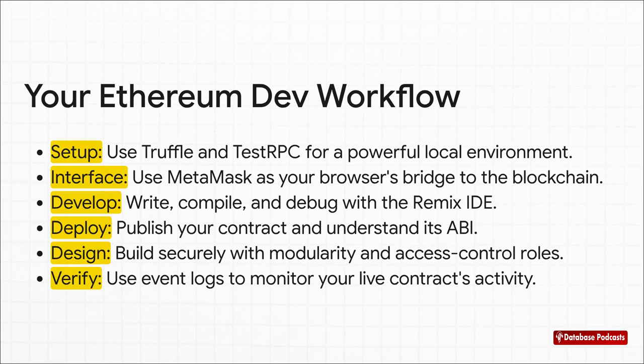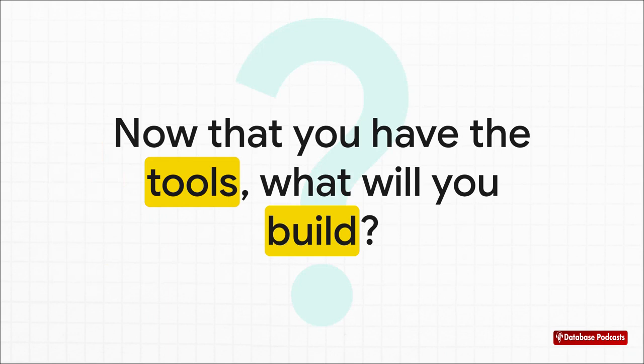Okay, so let's just tie this all together and recap the whole workflow. You start by setting up your local environment with Truffle and TestRPC. Then you use MetaMask to connect your browser to the blockchain. You write, compile, and debug your code in Remix. You deploy your contract and use its ABI to talk to it. You design it smartly with modular parts and secure access. And finally, you use event logs to keep an eye on it once it's live. That's the whole loop.